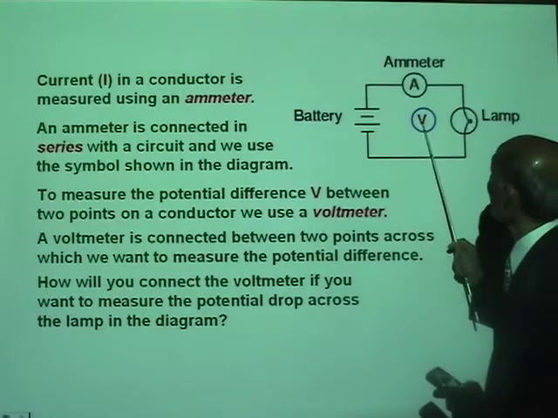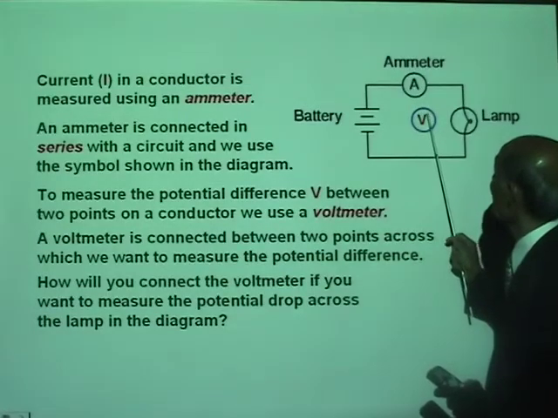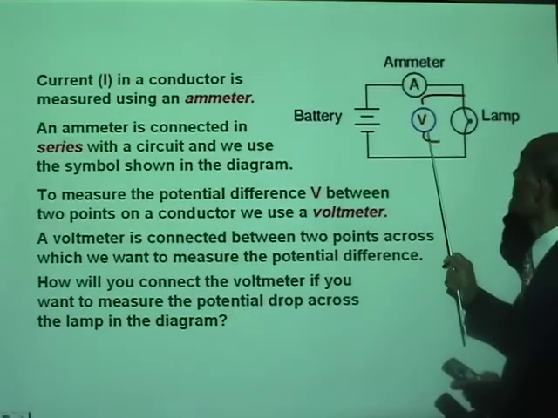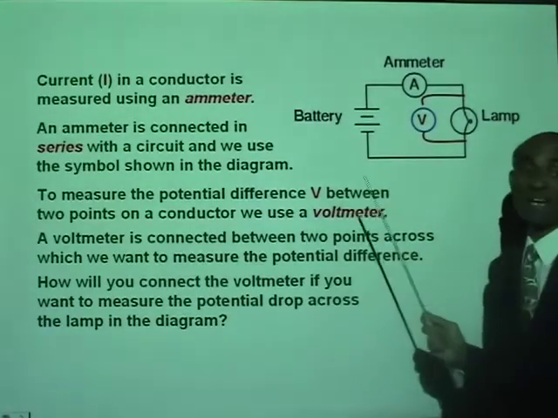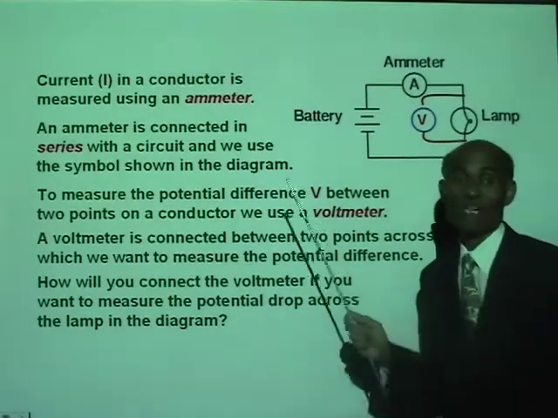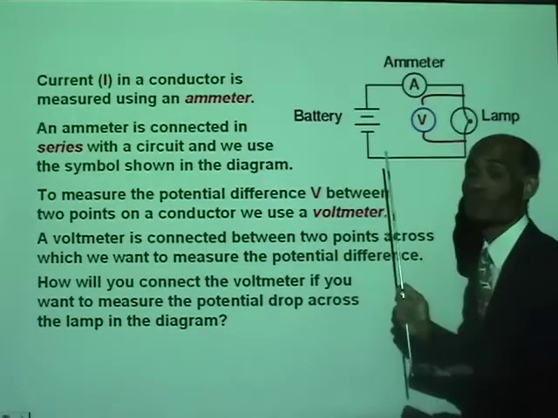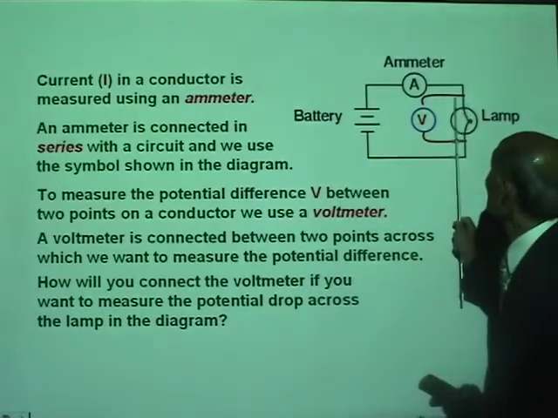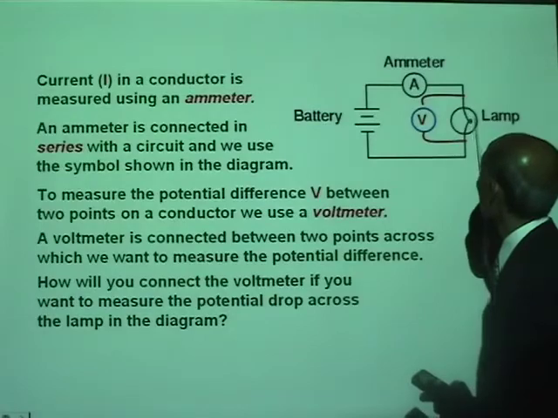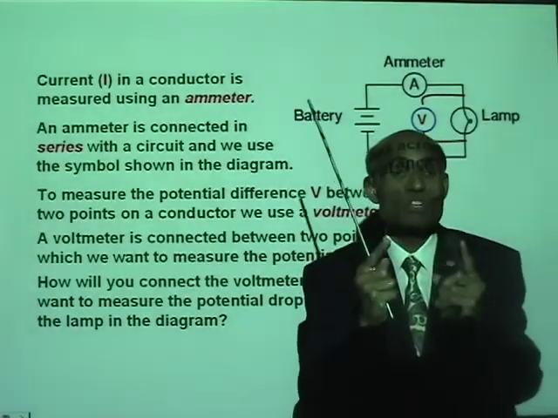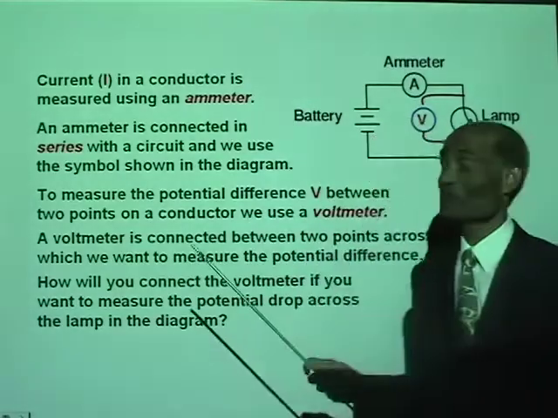Watch. This is my voltmeter. Look at the symbol I'm using. And I'm going to connect one end of the voltmeter to one end of the lamp and the other to the other side. So the voltmeter is connected. How? Is this a series connection? No, it is a parallel connection. A voltmeter is connected parallel to the points across which you want to measure the potential difference.